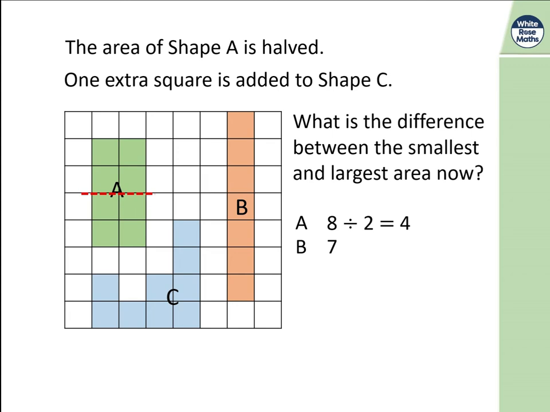We know B is 7 squares, and it says for C we need to add an extra square on, so we could fill that gap. So we've now got 8 plus 2 equals 10. So shape A is now 4 squares, shape C is now 10 squares. What would we have to do to work out the difference between the smallest and largest area now? That's right, we'd have to do a takeaway. 10 take away 4 equals 6 squares.